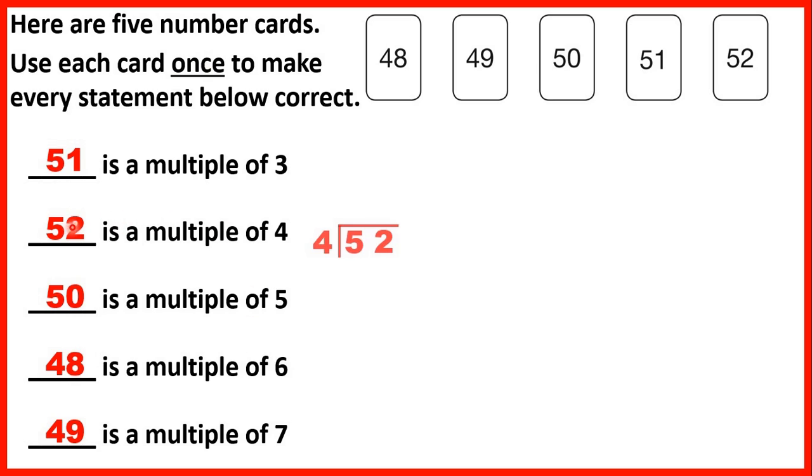And we can check that 52 is a multiple of 4, because when we divide it by 4, we don't get a remainder. We can check that 51 is a multiple of 3, because when we divide it by 3, again, we don't get a remainder, so we know that it is a multiple.